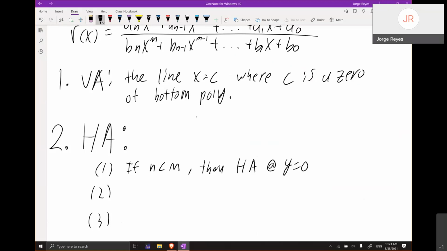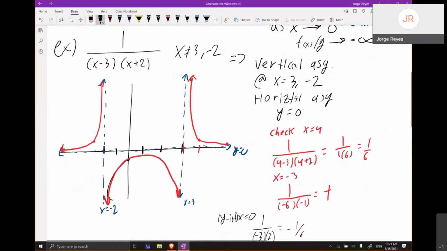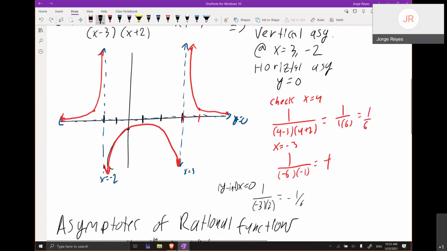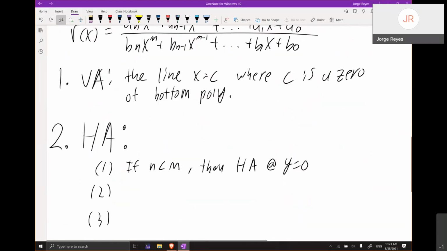This is why up here I told you the horizontal asymptote is 0, because the bottom has power 2, right? That's a quadratic polynomial on the bottom. But the top is just a number, so it has power 0. That was an example of when the bottom is bigger than the top, so you're going to get y equals 0.